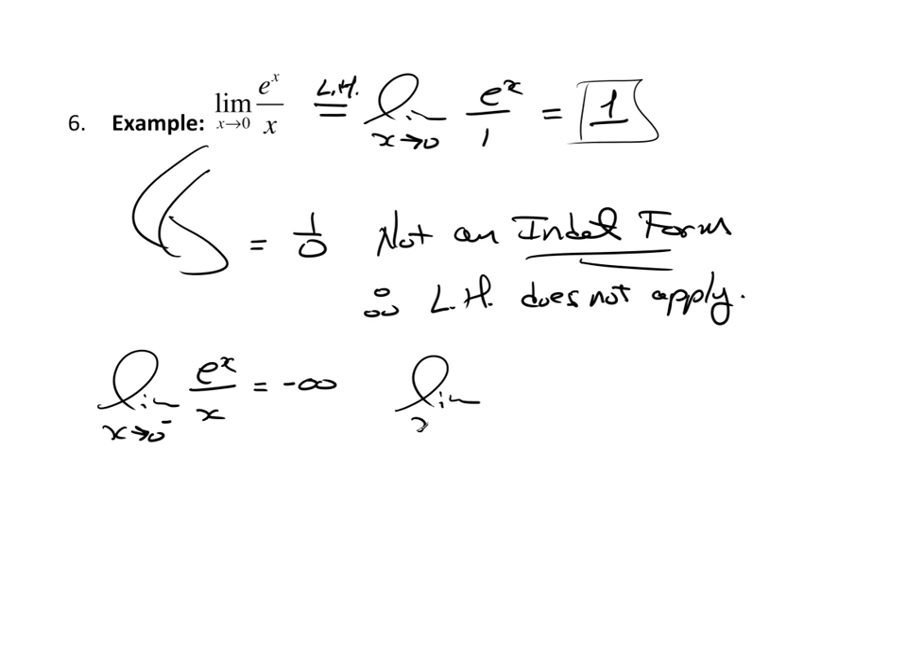Also, if I take a look at the limit as x goes to 0 from the right of e to the x over x. Again, x is going to 0, but everything's positive, so this is going to go to positive infinity. So the limit does not exist. I'm actually shooting off to negative infinity from one direction, positive infinity from the other direction.